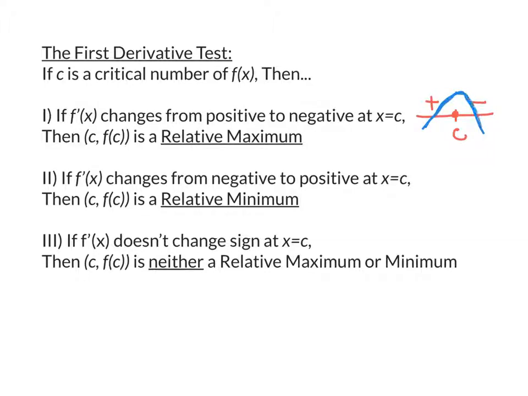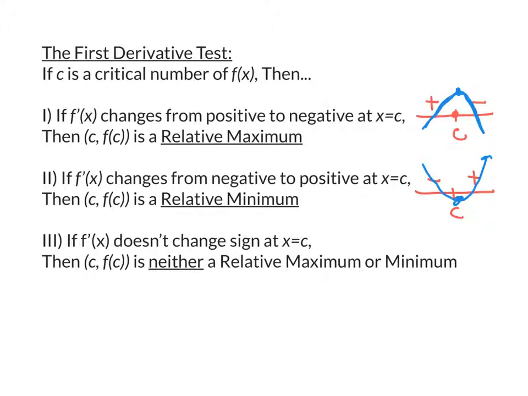So we have this kind of shape on the original function. Therefore, this has to be a relative maximum. Of course, if it's the opposite, if f prime changes from negative to positive at c, so at c it went from negative to positive, that means the original function went from decreasing, turned around, and then went to increasing. That would mean that down here is a relative minimum.